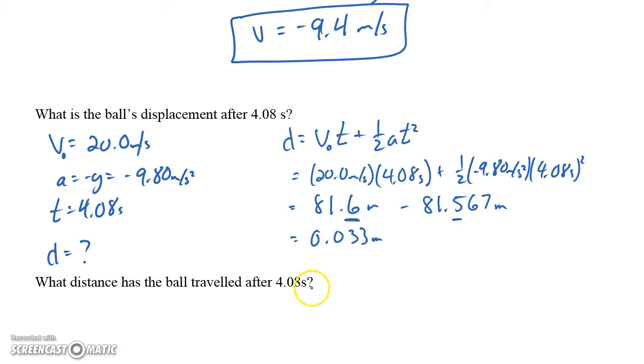0.03 meters is going to be our result, which with our sig figs, if we're doing addition, should be rounded to 1 decimal place, and if we were to round this to 1 decimal place, we get 0.0. So what does that tell us about our object? It's back where we threw it from. So 4.08 seconds later, it is back at the initial height.